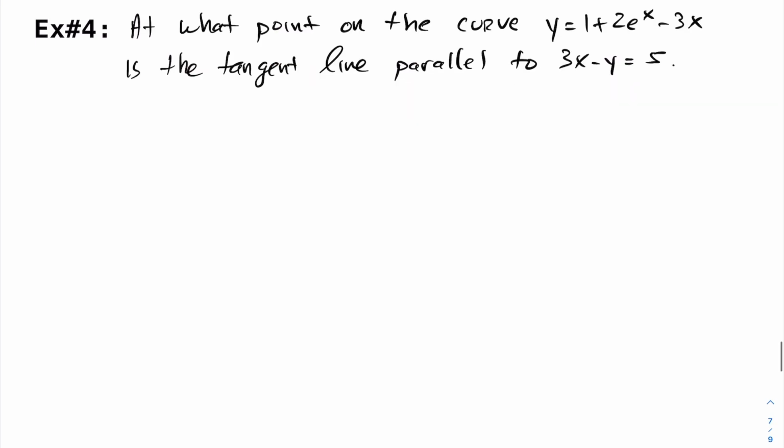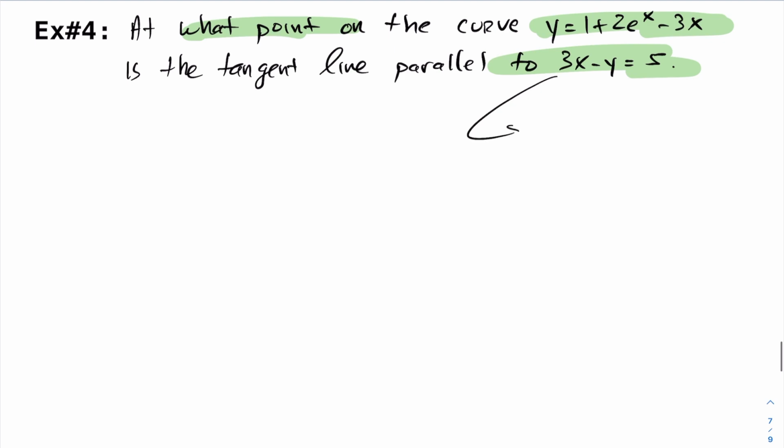Let's try another. For this question here, they want you to find at what point or points on this curve the tangent line is parallel. Well, the slope of this line is going to be negative a over b if you're in standard form, which we are, in which case here this is going to be negative 3 over negative 1, which is 3. So therefore, the slope that we want for our tangent line has to be 3.